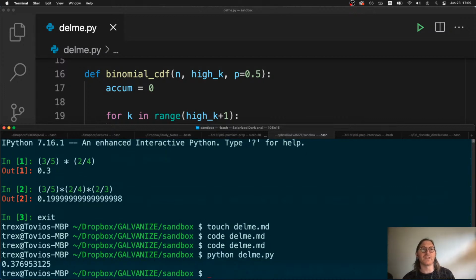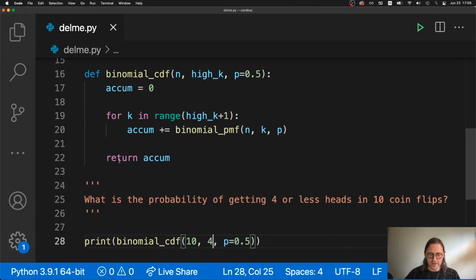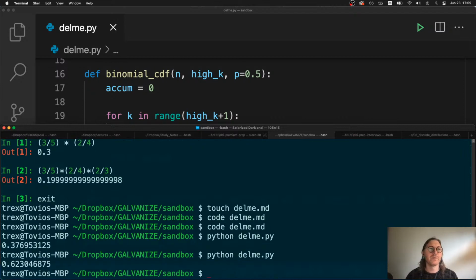So 0.376. Now, what is the probability of getting 5 or less heads in 10 flips? 0.623. So that's 0 heads, 1 heads, 2, 3, 4, 5.